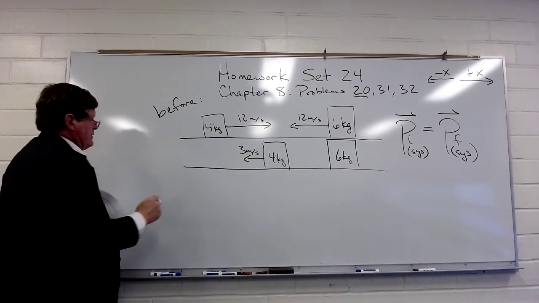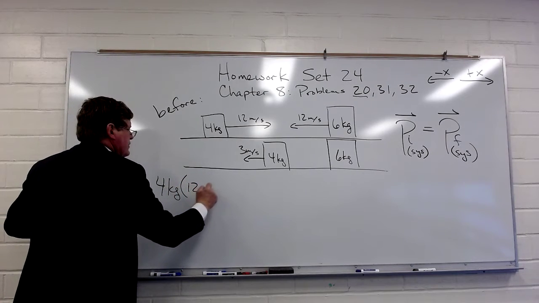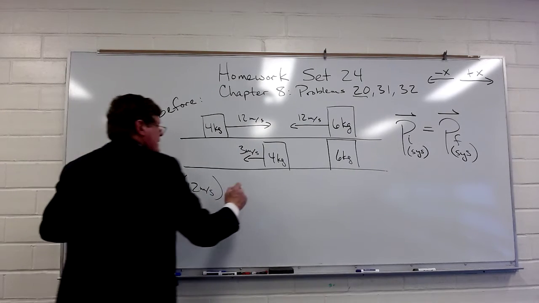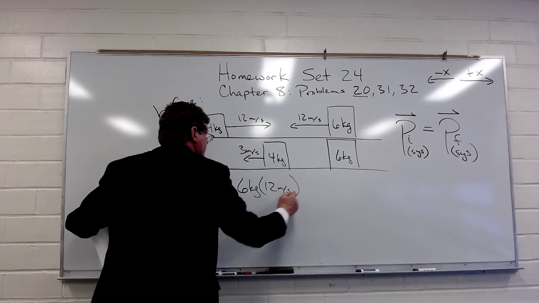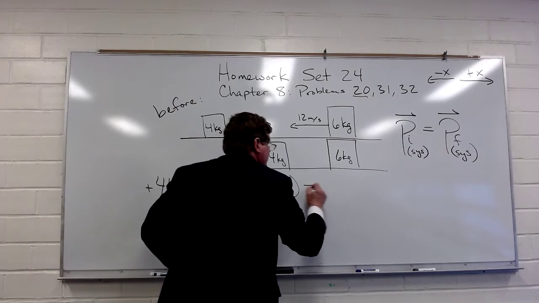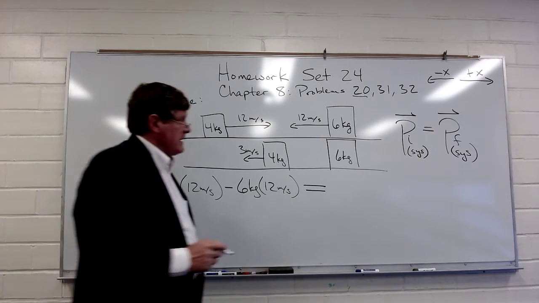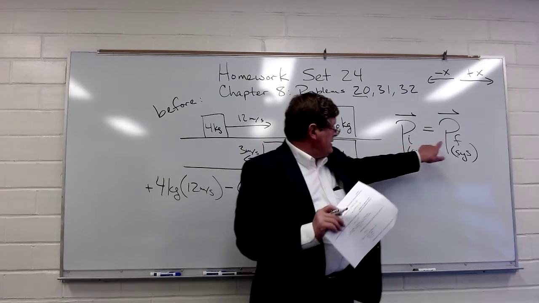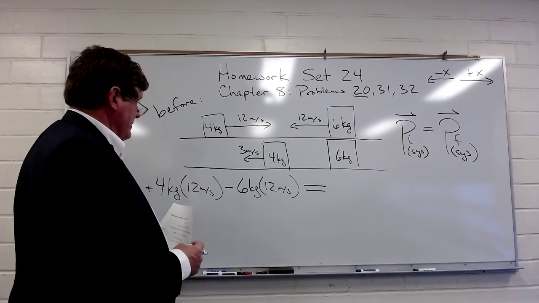Now, before the collision, I have 4 kilograms moving at 12 meters per second, and it's moving to the right, so that's positive momentum. I also have a 6 kilogram block moving at 12 meters per second, and that's to the left, so that's negative. And then the collision happens. That equal sign represents the collision. I'll remind you from last day, in this equation, initial means right before the collision, and final means right after the collision. Okay? No dilly-dallying around.